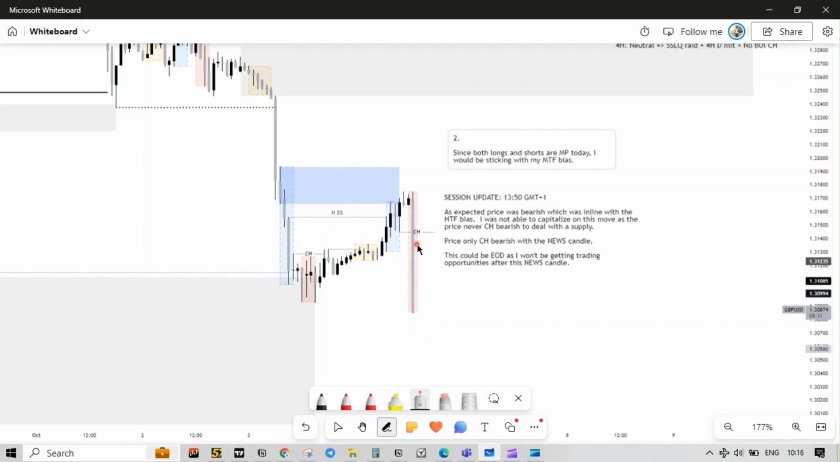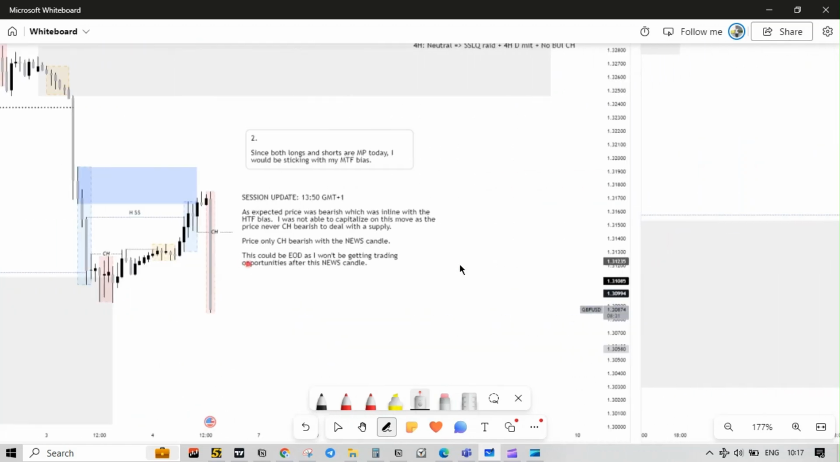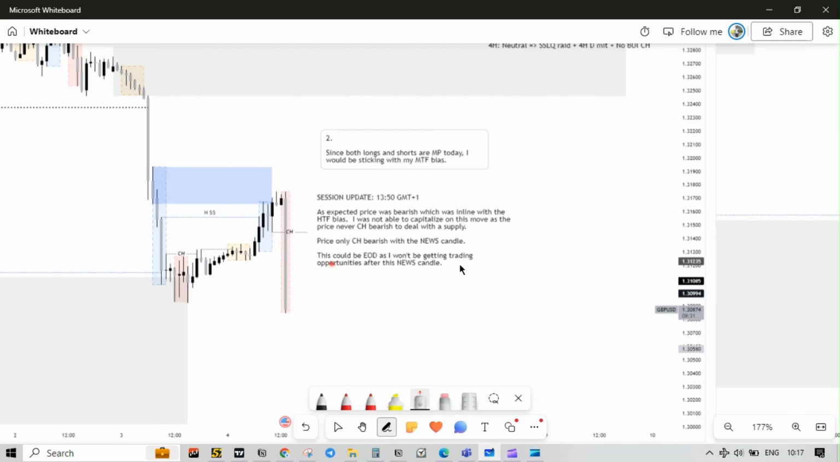But yeah, price actually shocked bearish, but that shock bearish came only during the news. And once the price shocked bearish, price would have obviously consolidated for the rest of the day. So the price only shocked bearish on the news candle. This could be the end of the day, as I won't be getting any trading opportunities after this news candle. It's very, very obvious. So you can just leave the screen and save your screen time, and just enjoy the rest of the day with the family.